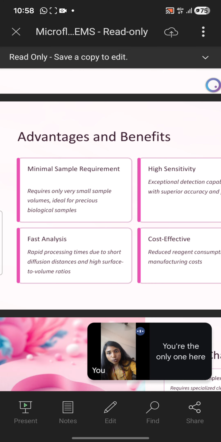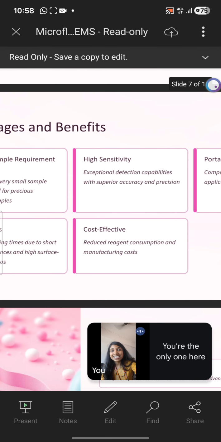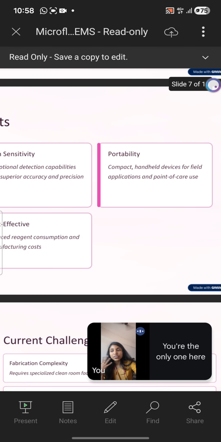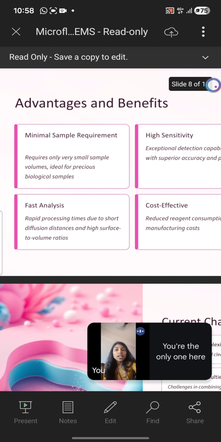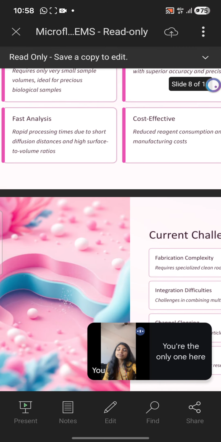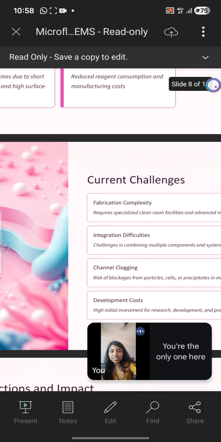As we already said, minimal sample is required. It has high sensitivity because we use a small amount. We do not have to waste a lot. It is easy to use. Portability: we can carry it from one place to another because it is very small in size. Fast analysis: since it is very small, it is easy for us to analyze. And cost effective. It is very low cost, and we don't even have to invest a large capital amount in order to start it.